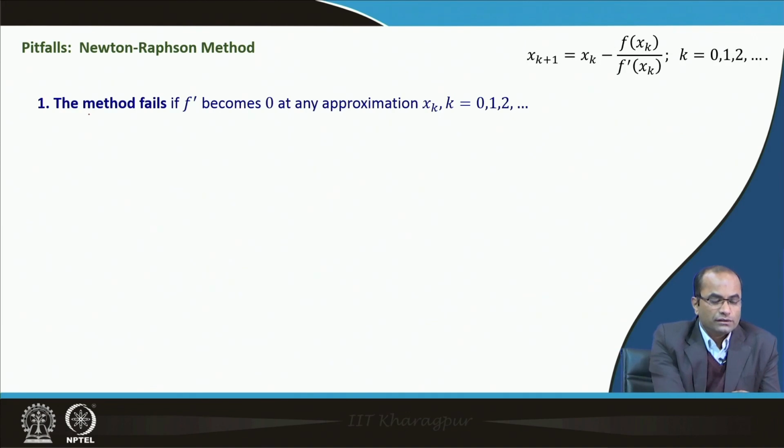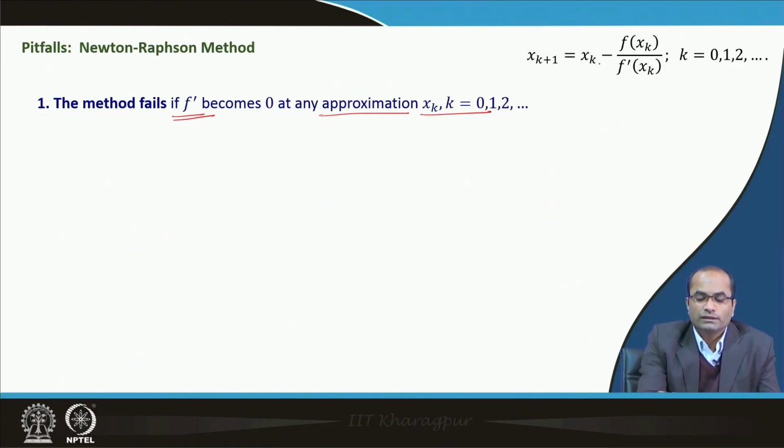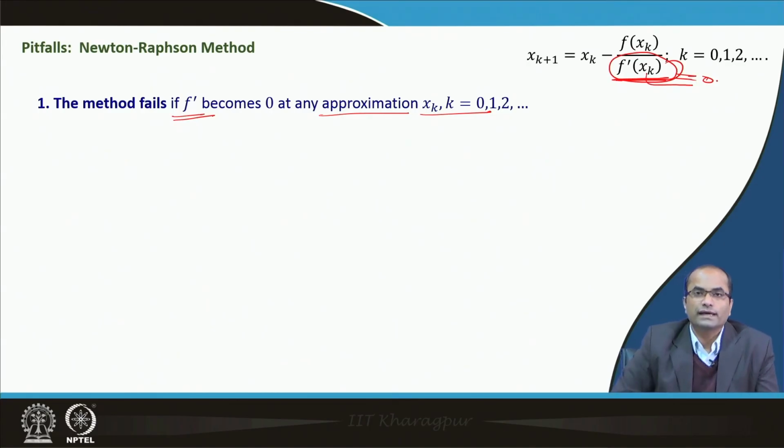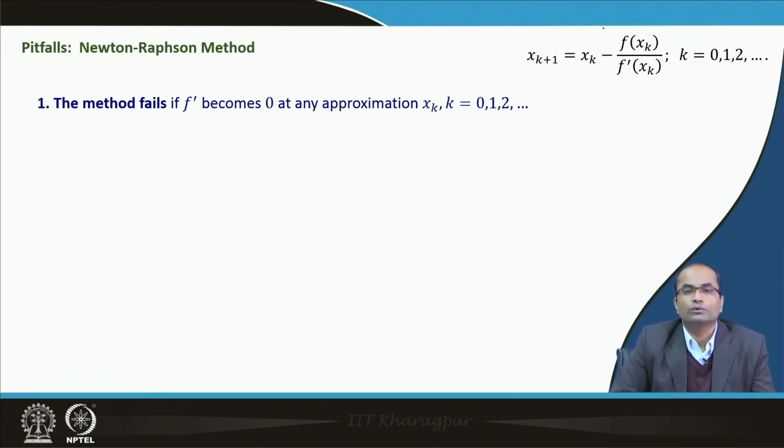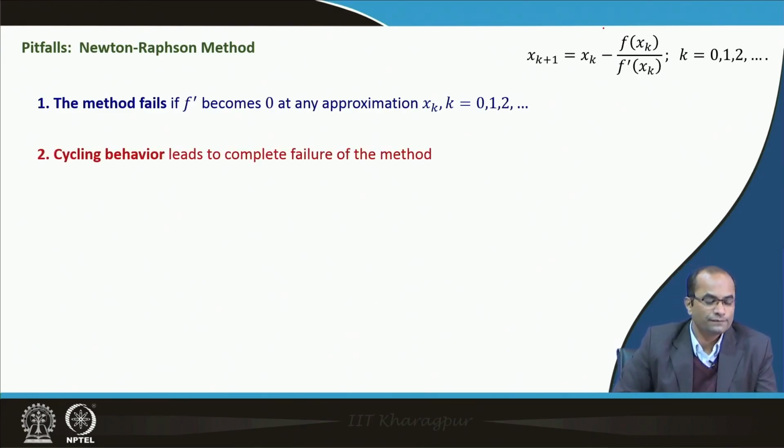So, the first pitfall: the method fails if f prime becomes 0 at any approximation x k, because the formula right away tells that this f prime x k is in the denominator. So, if at some approximate value of x k, f prime becomes 0, then that will be the point of failure. We cannot compute the root of f x equal to 0.